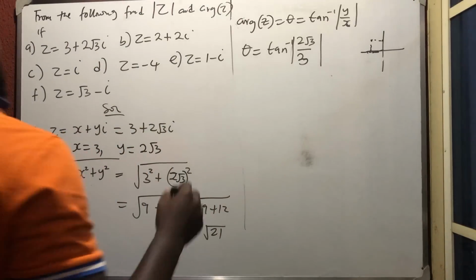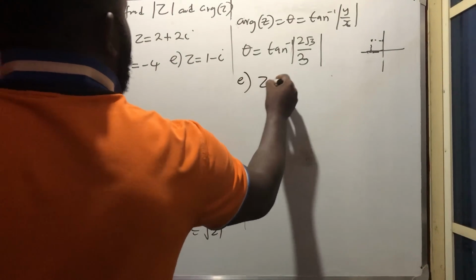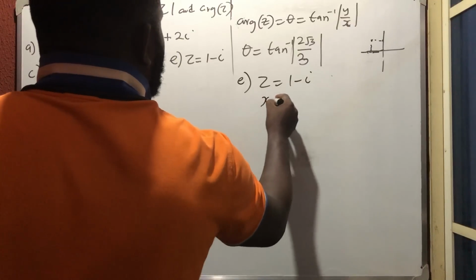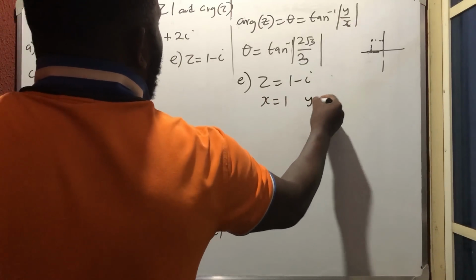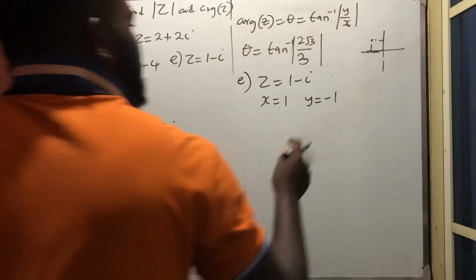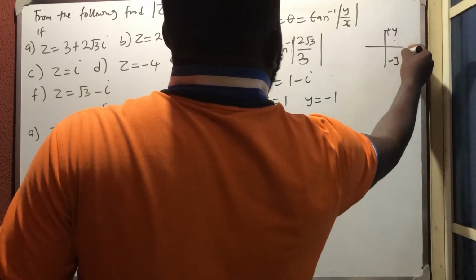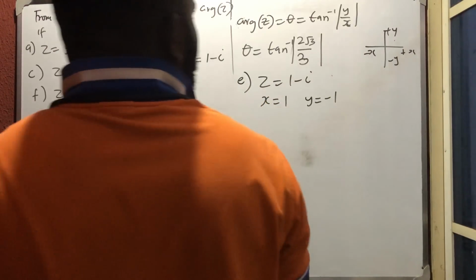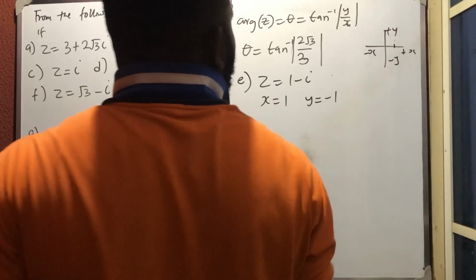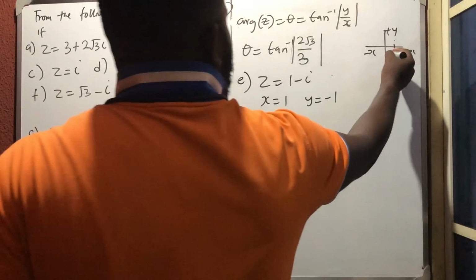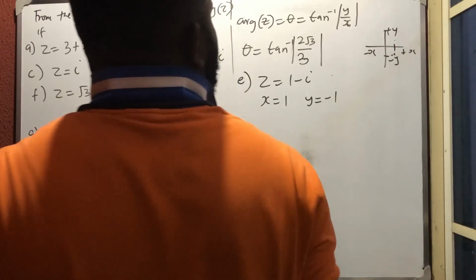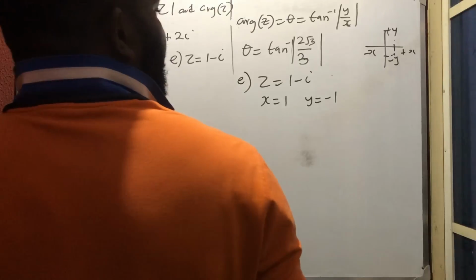So the next one, the ABCDE. Now E said that Z is equal to 1 minus i, which means my x is 1 and my y is minus 1. So you have to draw it again: plus y, minus y, plus x, minus x. Our x is plus, so draw a line on the side of plus. My y is minus, so draw a line on this minus. Where are they meeting? They are meeting at the fourth quadrant.